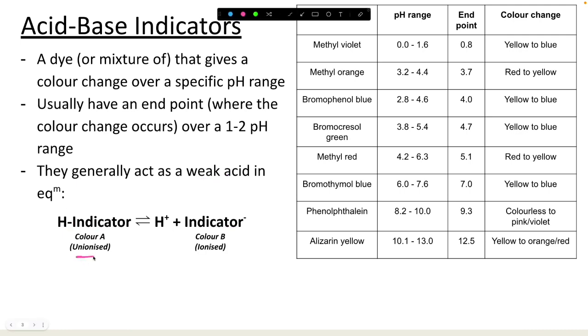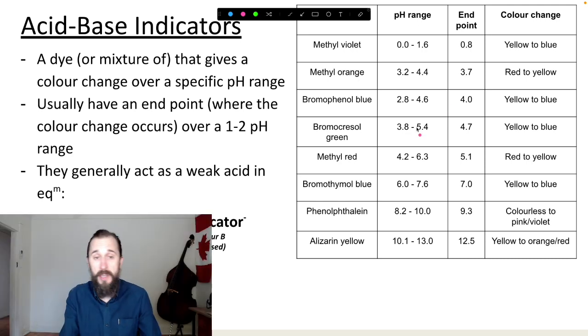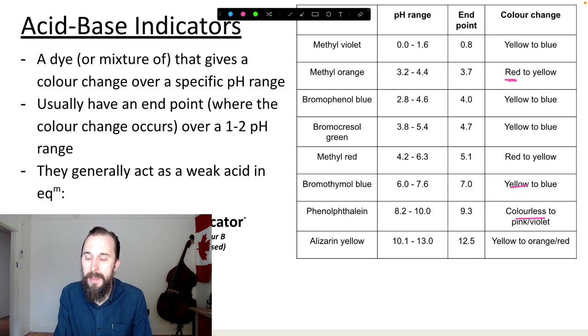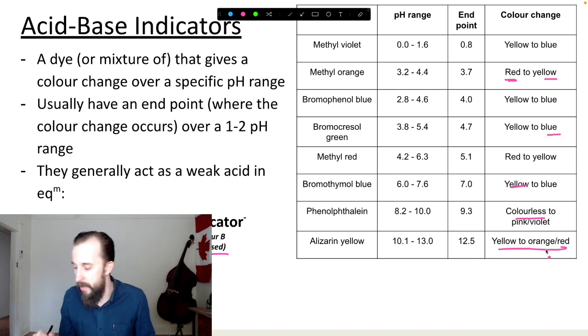So we have one, which is a certain color. You can see some start red, some start yellow, others start colorless. And then once it's in the ionized form, we have a different color. And we can get the color change there, red to yellow, yellow to blue, yellow to an orange red, so on and so forth.